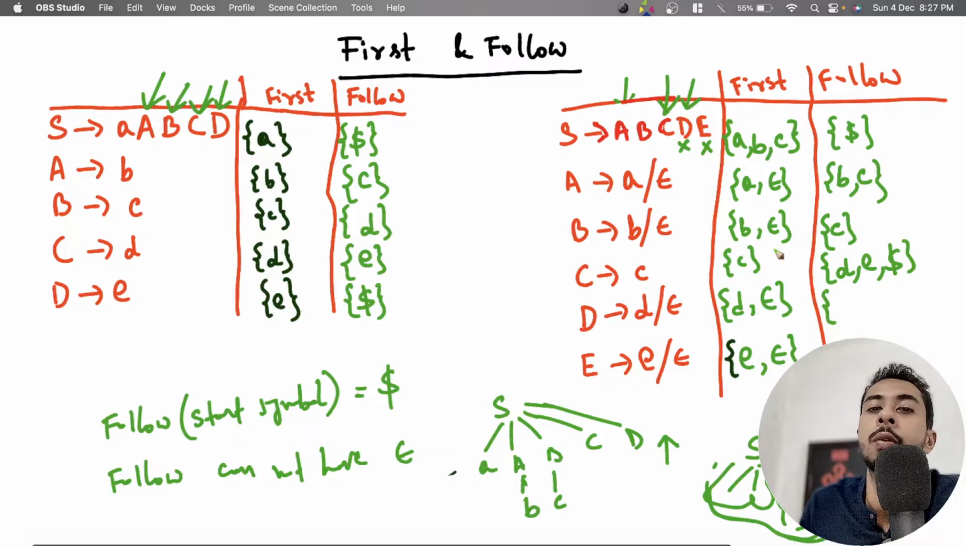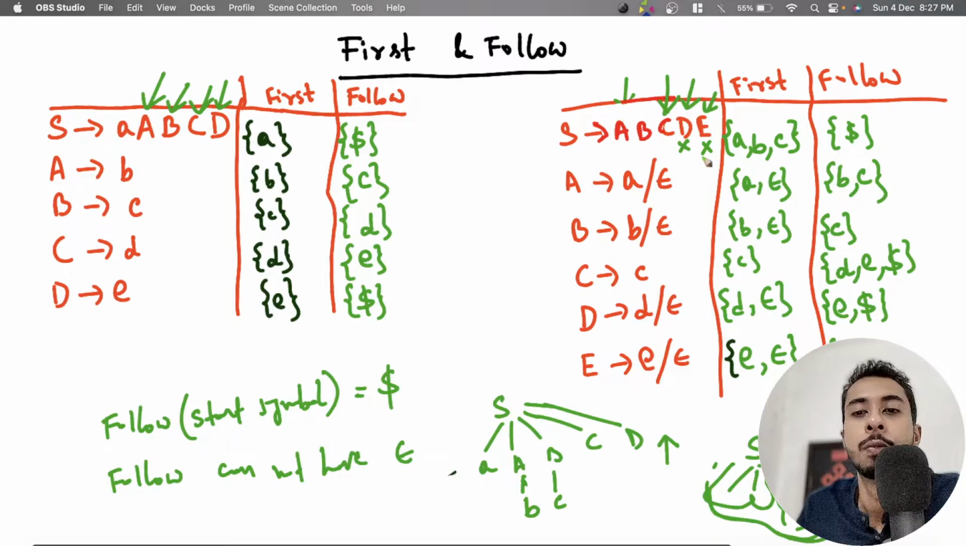Next one, what is follow of D? Follow of D is first of E. What is first of E? It is small e. Also, it can be replaced by epsilon. So if I delete it, what happens? D comes to the end. So follow of D is follow of S, which is dollar. What is follow of E? Follow of E is nothing but follow of S, because E is at the end. It is dollar.